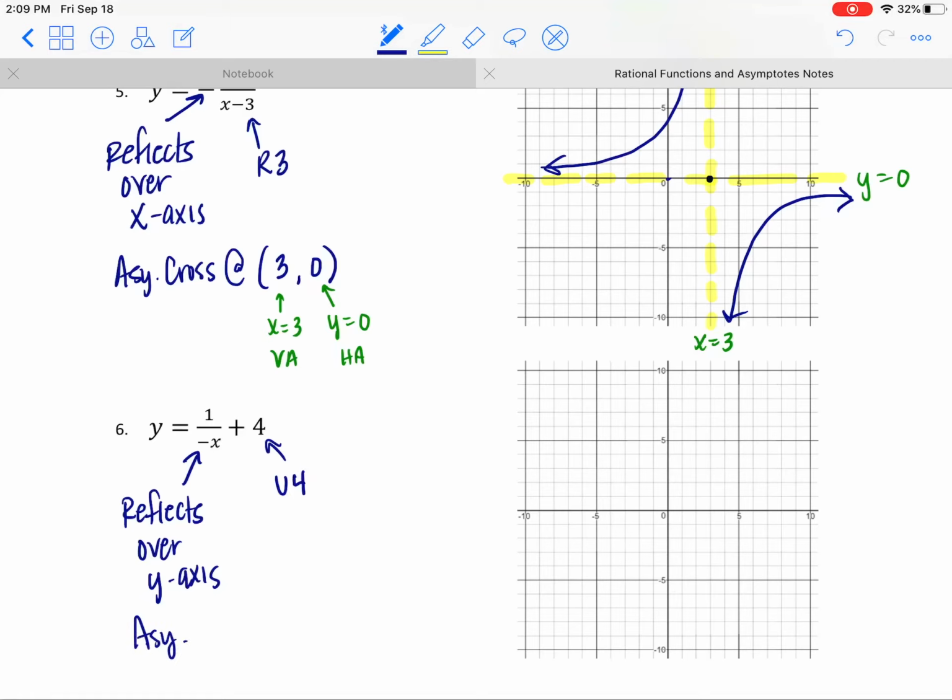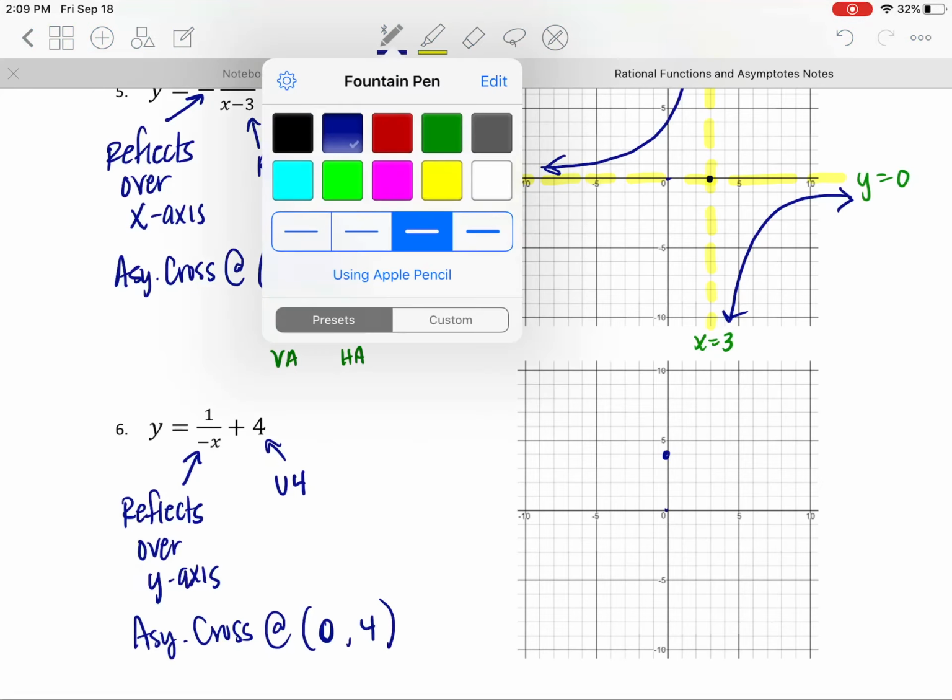Okay, so where are my asymptotes going to cross? Well, if I'm just going to go up 4, then my x value is not going to move. If I'm going to go up 4, then I'm going to be at 0, 4, right? I'm not going left or right, I'm just going up 4. So 0, 4 is where they're going to cross.